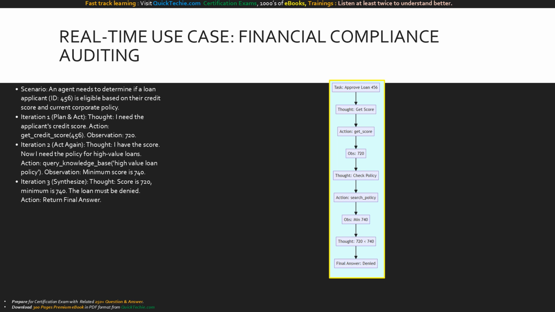Follow the trace of our financial agent. The task enters at the top. The agent pulls the score, resulting in the observation of 720. It then proactively searches the policy, observing the 740 threshold. The cognitive synthesis happens right before the end. 720 is less than 740. This step-by-step external validation guarantees the final answer of denied is both accurate and completely transparent to human auditors.